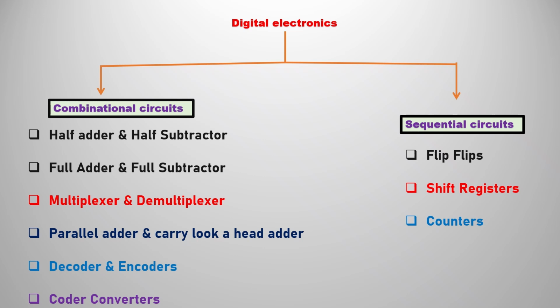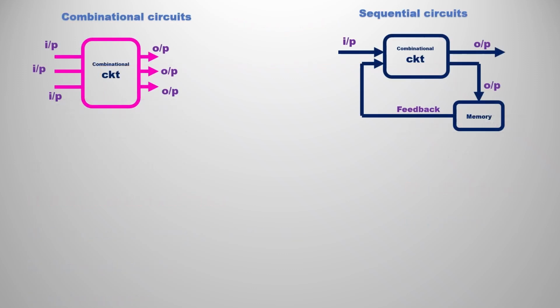If you see sequential circuits, there are flip-flops, shift registers and counters. In the counters alone we have many more types. By seeing this we can see only 3, but no, in this there are many subtypes. So these are all things we are going to see in sequential circuits in the upcoming videos.